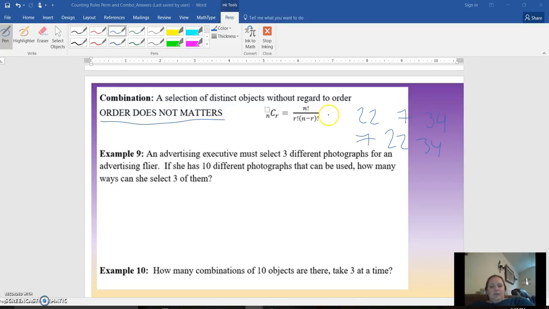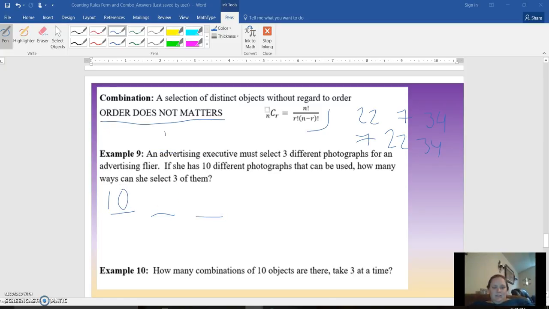And so there's a formula, okay? I'm going to show you kind of like the shortcut and then how to do it on the calculator. And then you can decide, or you could also just plug in the numbers to this formula and go from there. So an advertising exec wants to select 3 different pictures for a flyer. She has 10 to choose from. How many ways can she select them? She has 3 total and she has 10 to choose from.